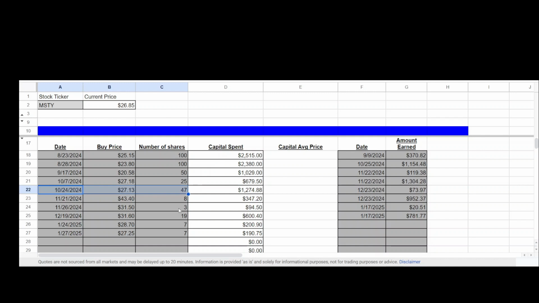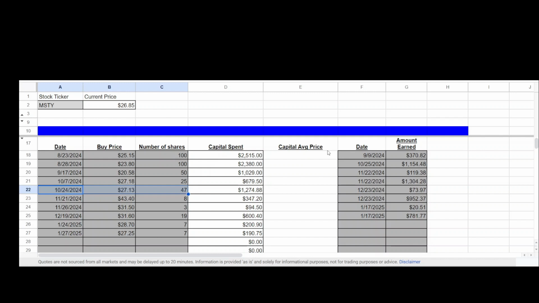November 21st, $43.40, 8 shares. November 26th, $31.50, 3 shares. December 19th, $31.60, 19 shares. January 24th, $28.70, 7 shares. And January 27th, $27.25, 7 shares. So as you can see, I am a little bit all over the place on my purchases here. And a lot of them were just purchasing right there on that ex-date. Not all of them, but a lot of them were.